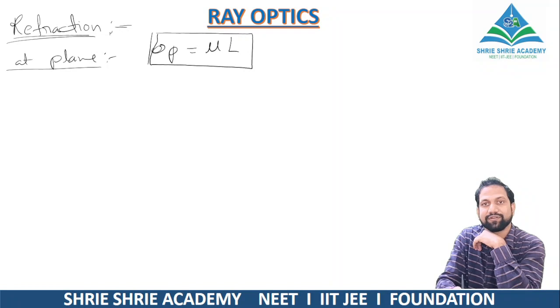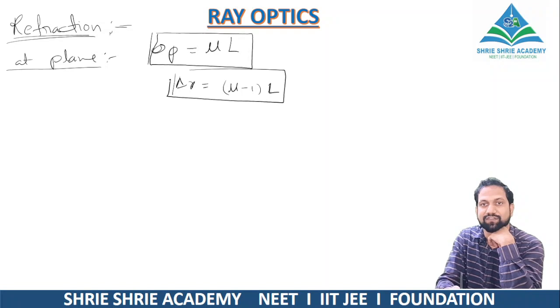Path difference we can also find. The path difference we will discuss in wave optics. The path difference equals optical path minus actual path. So (mu minus 1) into L. This is the path difference, right? And regarding this, we will discuss it in the case of wave optics.